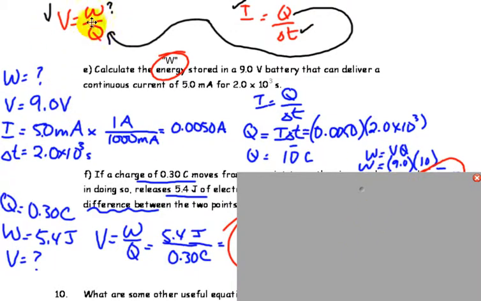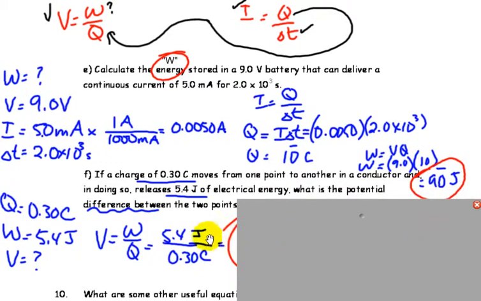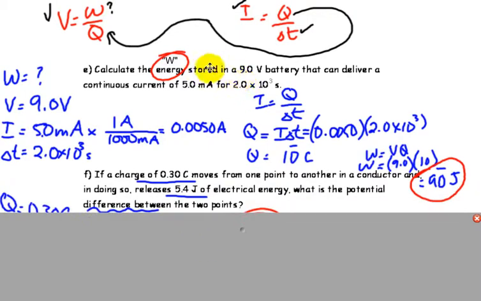So I rearrange this to isolate W, multiply each side by Q, so W is equal to V times Q, 9 times 10, 90 joules. And of course 2 sig figs everywhere, so I put the bar over the 0 to indicate that that 0 is significant.